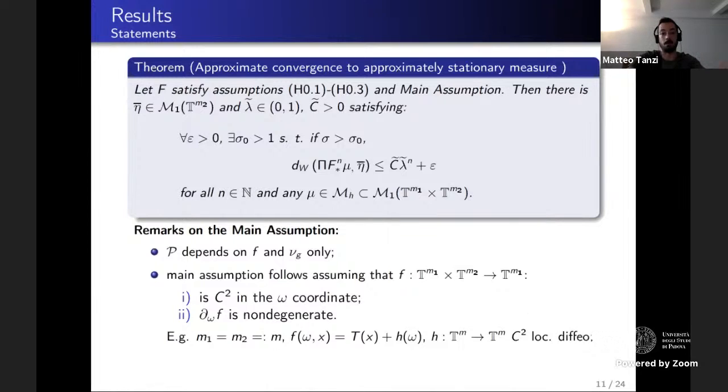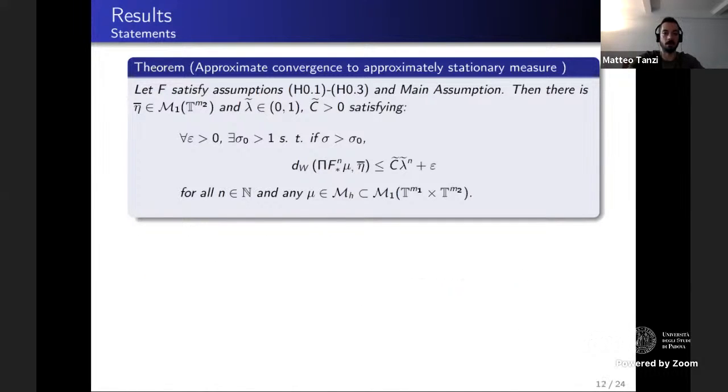The sufficient assumption is by no means necessary, and let me stress that it does not imply, in general, a good spectral picture for F star. There is lots of freedom here on how to choose this T, and so in general, there's not going to be a good spectral picture for F star. So this is a comment on the main assumption.